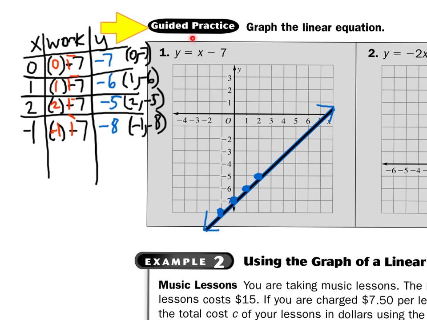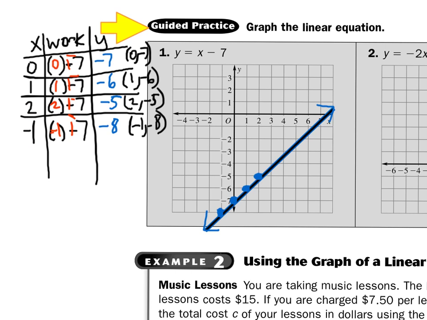Okay, so take a look at the guided practice number 1. They want us to graph y equals x minus 7. So I need you to show your work like we've been talking about in a table. I want an x column, I want a work column, and I want a y column. And then for x, we're always going to do the easy numbers. We're going to start off with 0, and then a 1, 2, and negative 1.